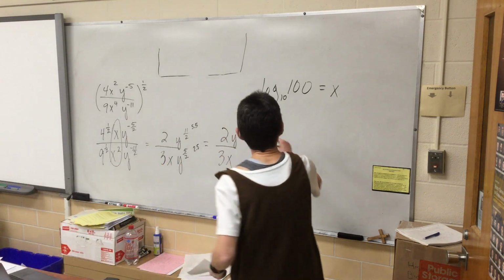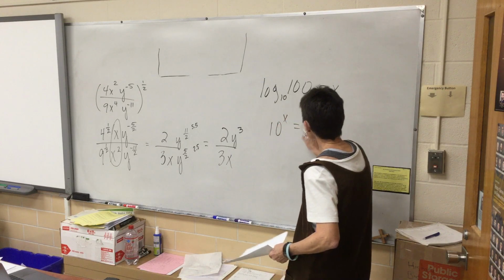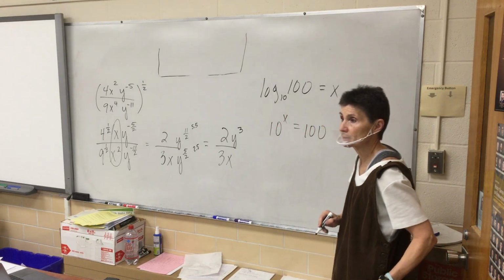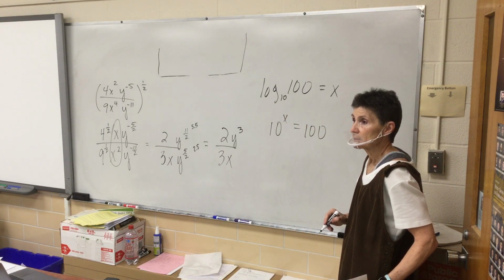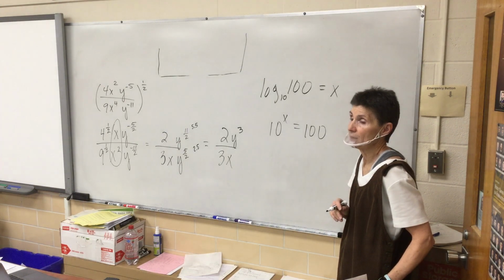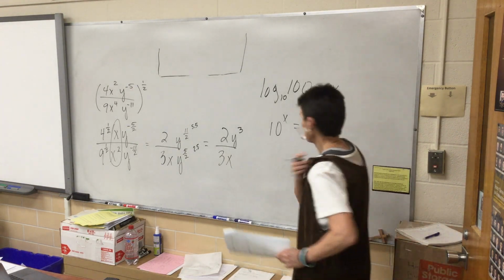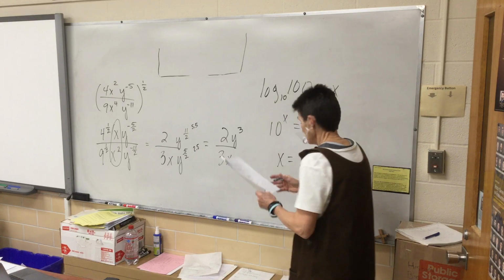So now I'll loop-de-loop. So 10 to the x equals 100. Right? So what 10 to what power is 100? 2. So 10 to the second is 100.